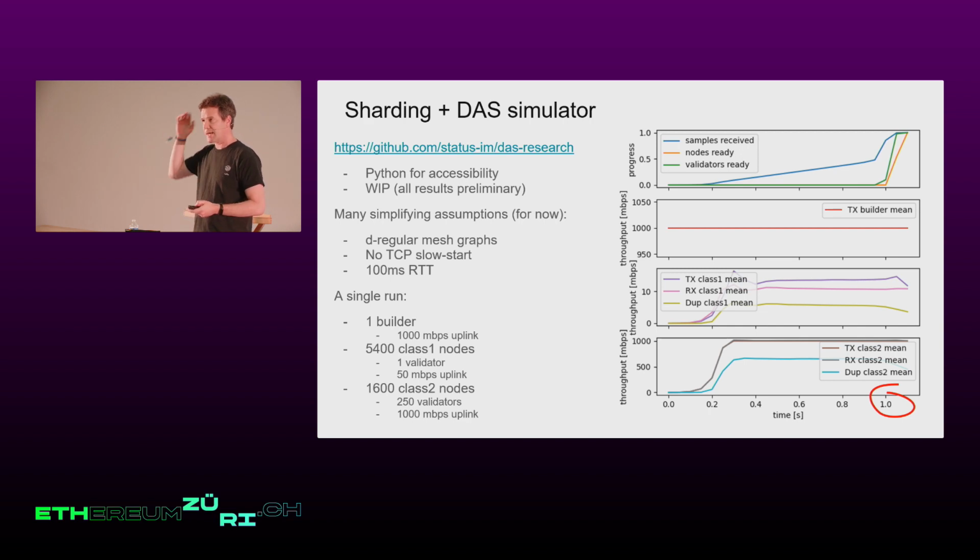And what you see on the right side is the progress, the evolution. Below there's the time, so we are arriving to 1 second. And in 1 second, nodes are receiving samples, and validators start to validate. Validators validate when they have all the rows and columns. And then you also see a bunch of network statistics: what is the transmission bandwidth, the reception bandwidth, and how many duplicates you have.